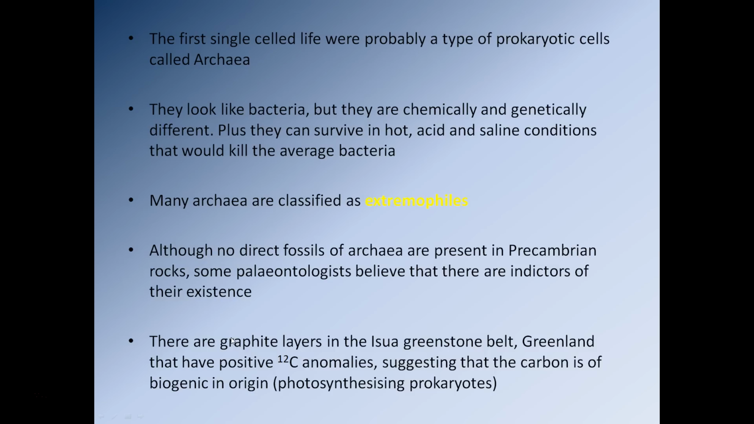That's an indicator of biogenic origin for that carbon. So the fact that you have these positive carbon-12 anomalies in this layer of graphite suggests that the carbon that makes up that layer of graphite probably came from an organic source, which suggests life. It also suggests that whatever that organic source was, it was photosynthesizing.